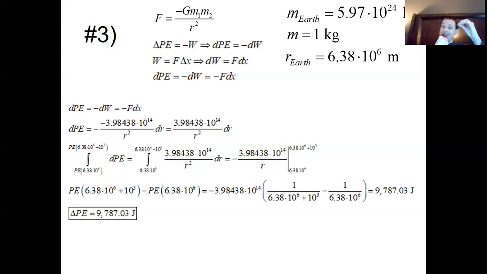Where does r end? What's the top limit of this? Well, it's going to be whatever that distance was, 6.38 times 10 to the 6th. You moved 1,000 meters up, so plus 10 to the 3rd, because that's what 10 to the 3rd is, 1,000. So your starting radius is the radius of the Earth, 6.38 times 10 to the 6th. Your ending radius is that same radius, but plus 1,000, so plus 10 to the 3rd right there.